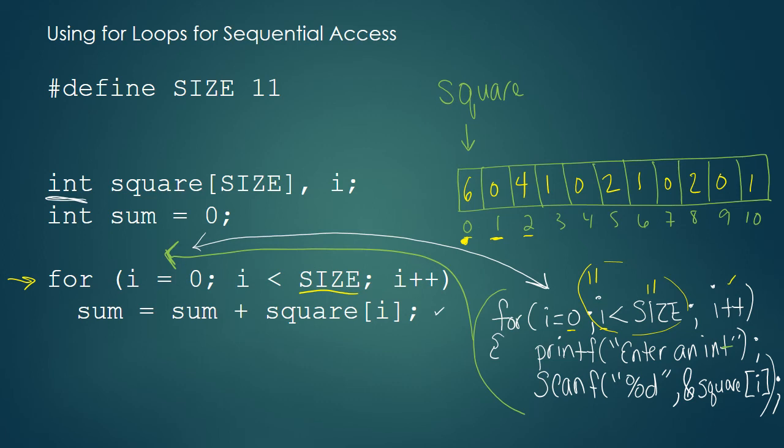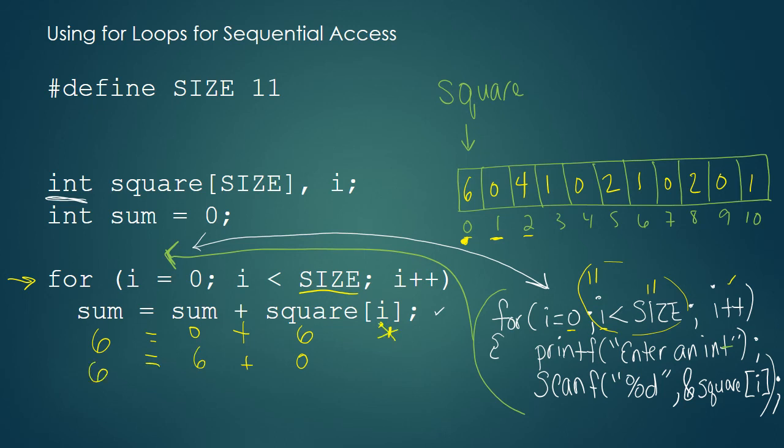So we start out and our sum is 0. Then for i equals 0, we go to square at index 0. Square at index 0 is a 6. We take 6 and add it to 0, and it's going to be 6. Then we move on, i plus plus. That adds 1 to i, so now i will become 1. We check: is 1 less than 11? Yes, it is. So now we take whatever is here, which is a 0, add it to the sum that was a 6, and the sum will be 6.